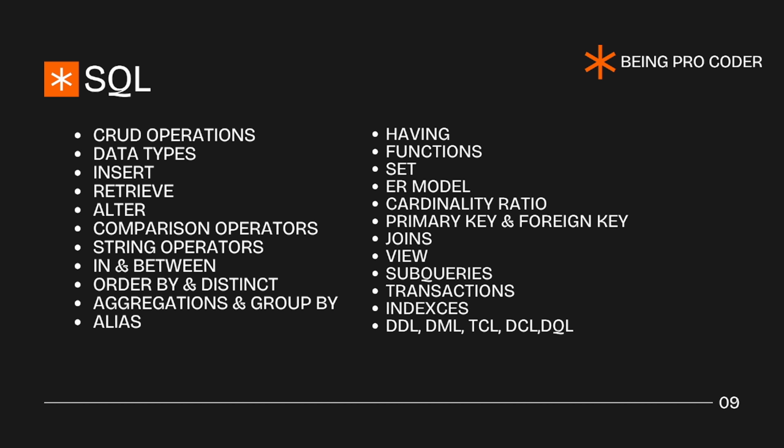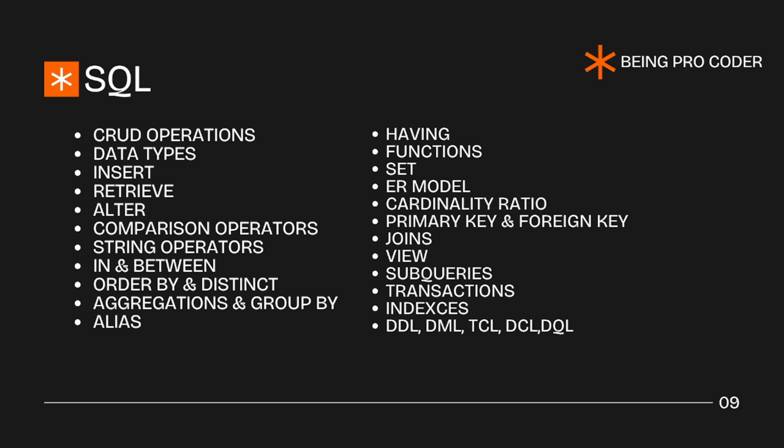Aggregations and GROUP BY are like sum, count, average with a grouping. Alias is a temporary name for a column or a table. HAVING clause will filter grouped data. Functions are built-in functions used in the operations like upper, round. These are built-in functions used in SQL. SET assigns a value in SQL.